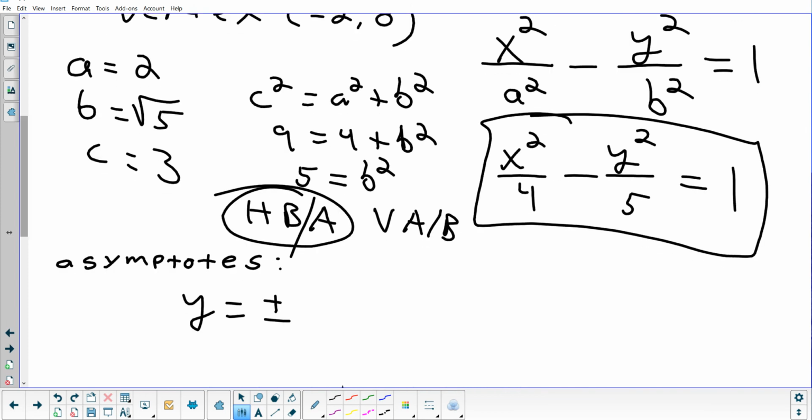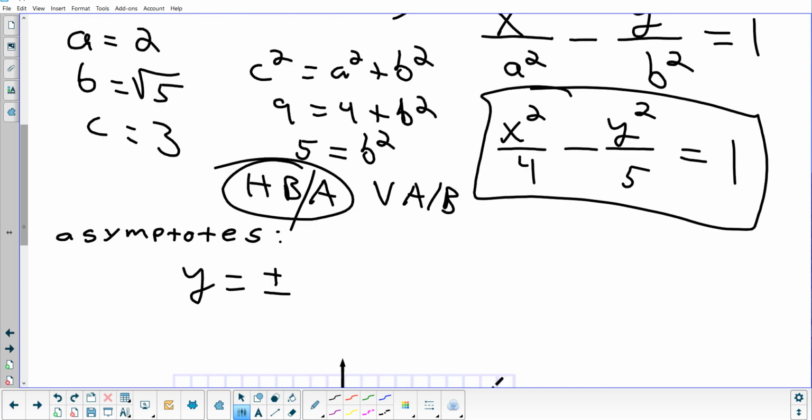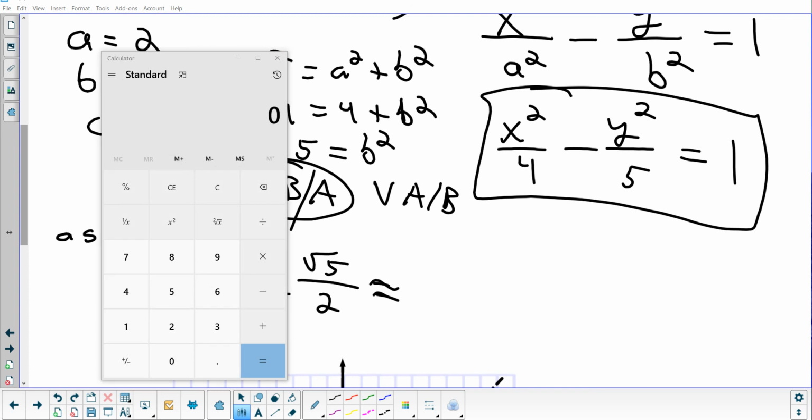We're doing this. Transverse axis is horizontal. What's my B value? Square root of 5. And my A value? 2. Now, because I'm going to graph, I do want to know roughly what the square root of 5 is, because that's my rise. All right, so square root of 5.